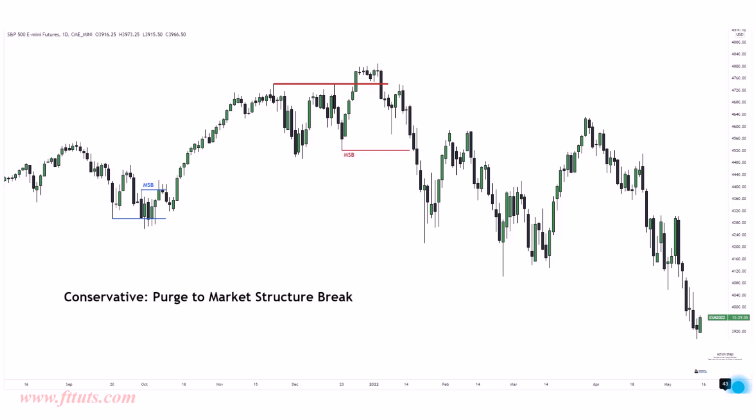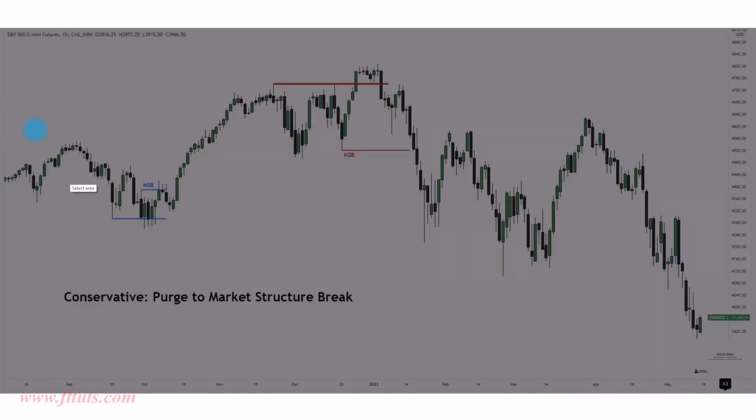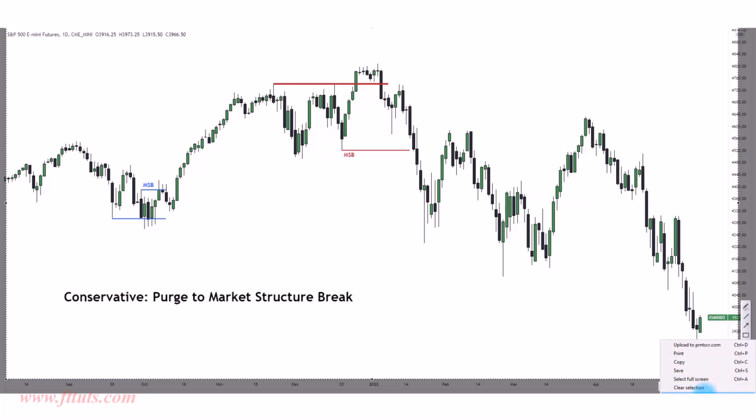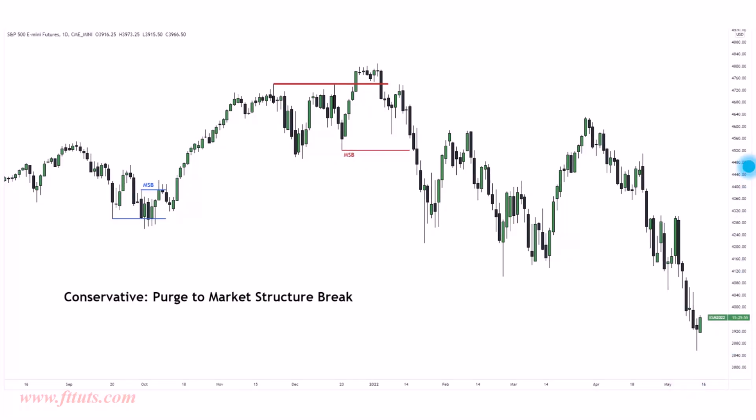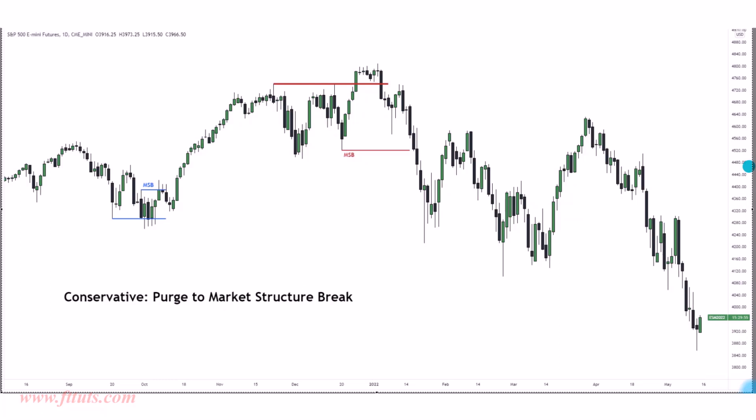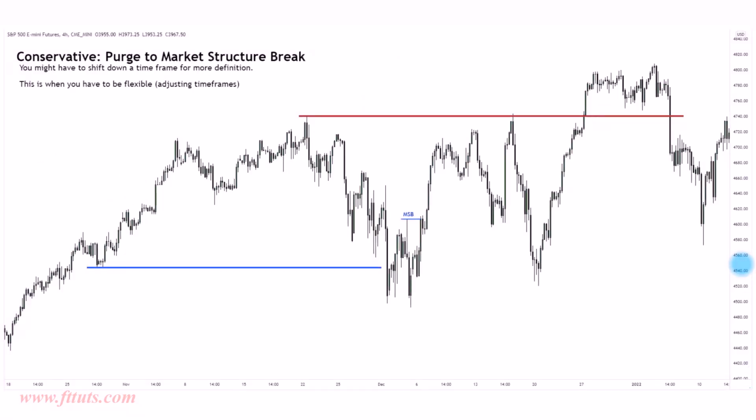So this is a conservative approach. It's where they have the purge to a market structure break. So they're waiting for highs here, and then they're waiting for that structure to break, or this one as well. Sometimes when it comes to purge to market structure break, you might have to adjust the time frames. You might have to shift down a time frame for more definition. And again, this is when you have to be flexible.